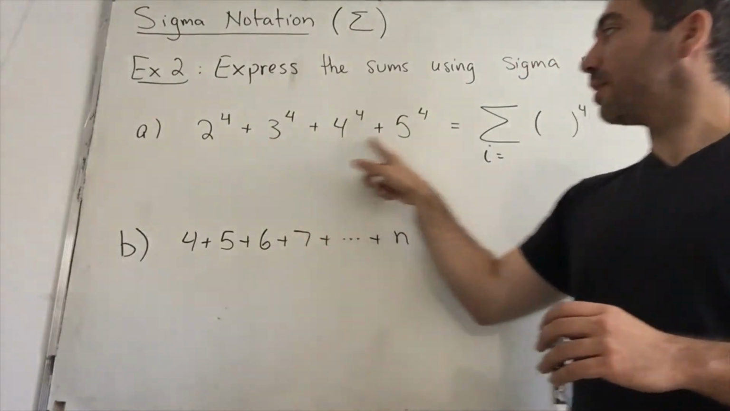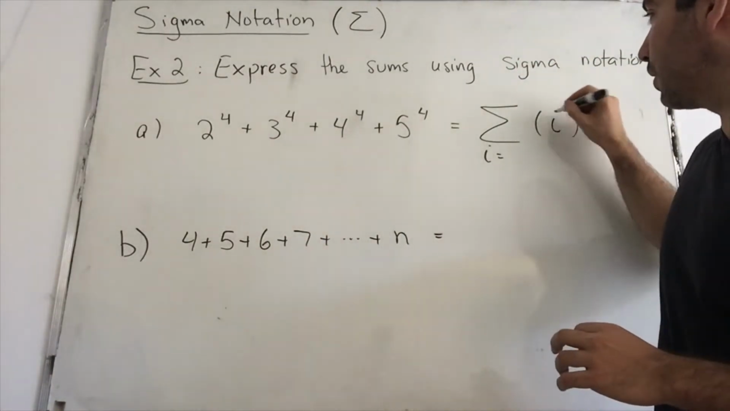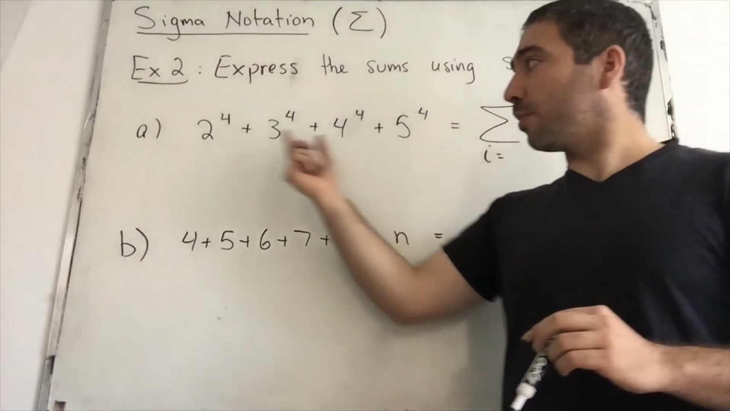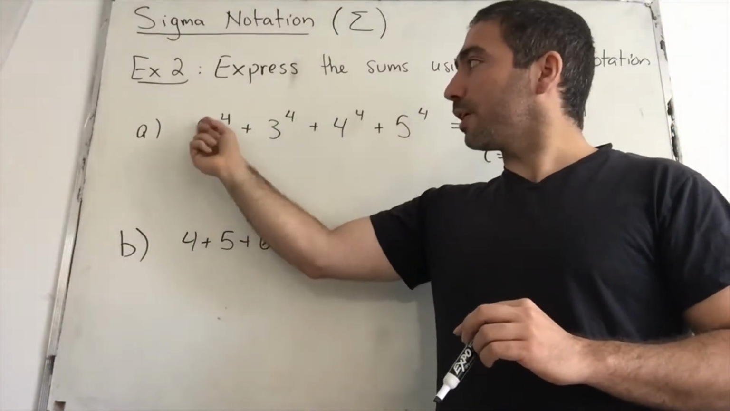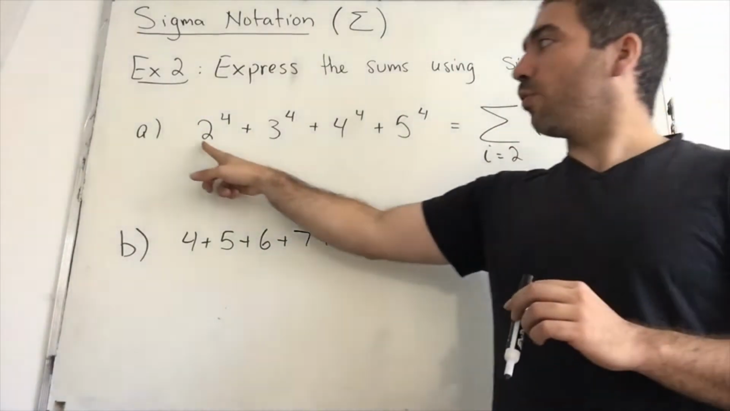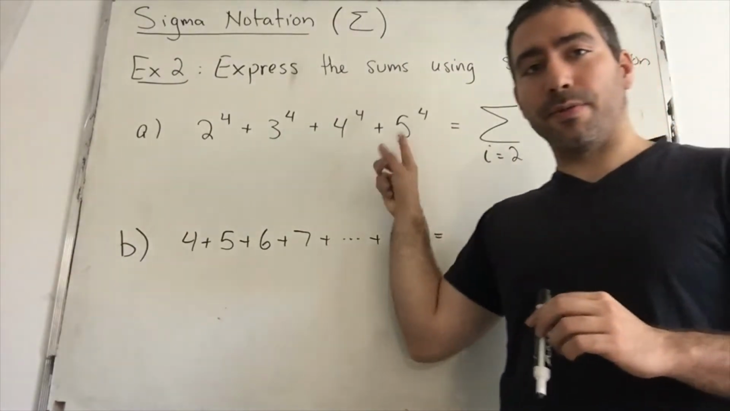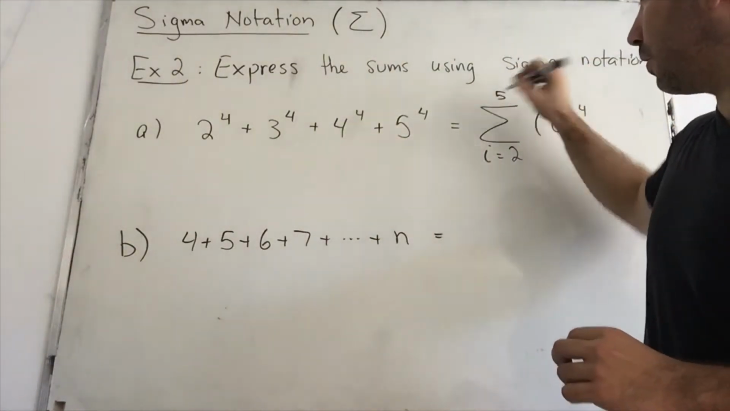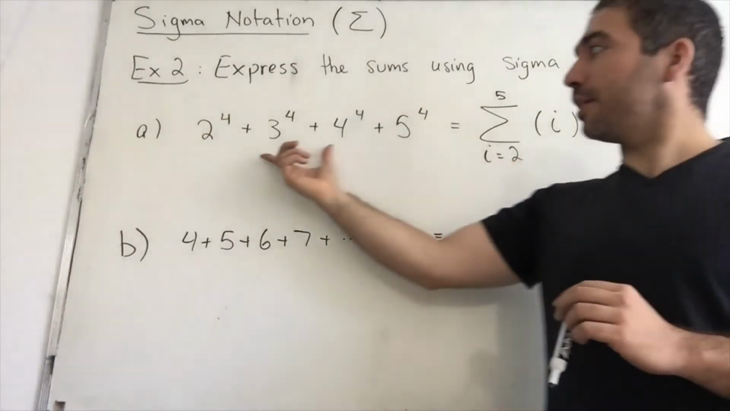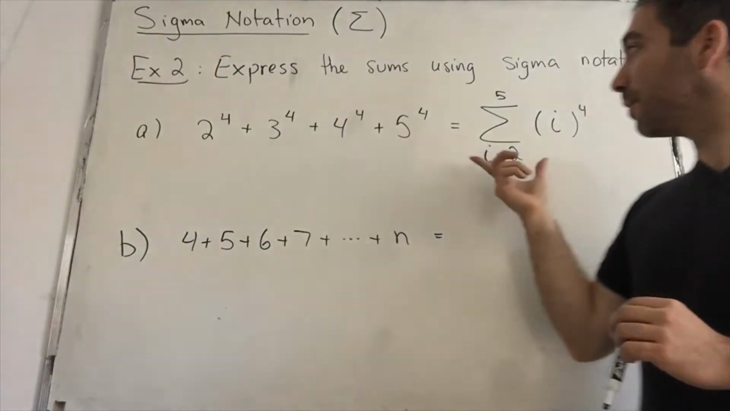So I'm going to call this some letter I. The index I'm using is I. Okay, so it's going to be I to the 4. And what's my starting value? Well, my starting value is the first term. We're starting at the value 2. So I'm going to start at 2. And what are we finishing at? Well, it stops at 5. So the sum ends at 5. So this is this expressed in sigma notation. Okay, so this is the form.